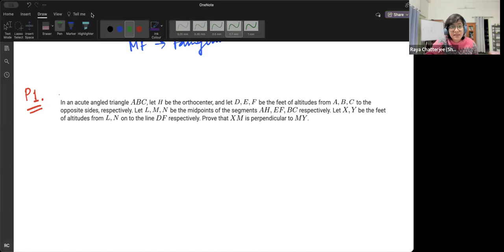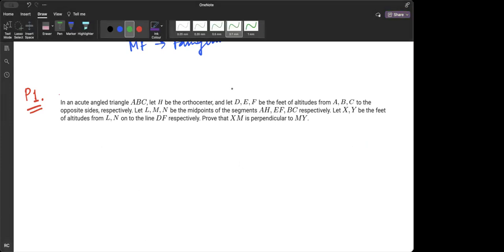Okay, so you guys can still see my screen, right? Yes. Perfect.